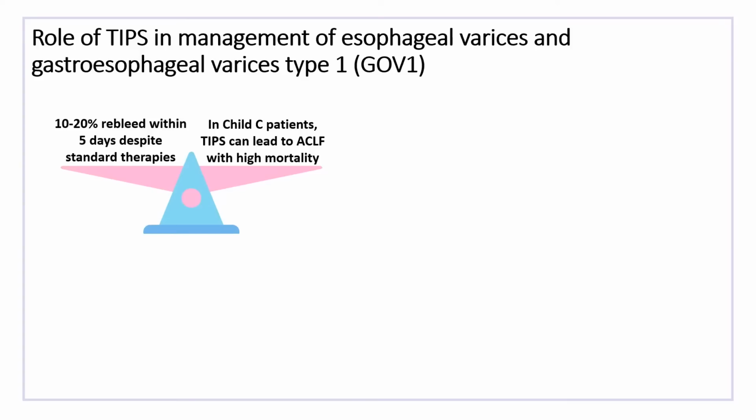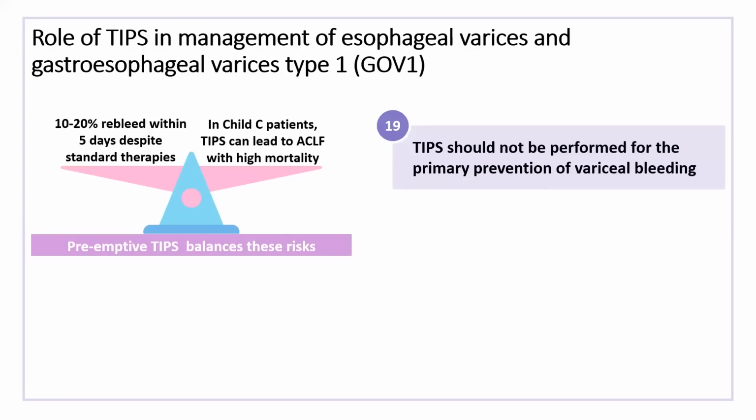So the determination of TIPS is to balance these risks: the person who bleeds higher and the person who will decompensate with TIPS, and see who should be a patient. Now, it should not be performed for primary prevention of variceal bleeding. Okay, it's always after the patient has bled.